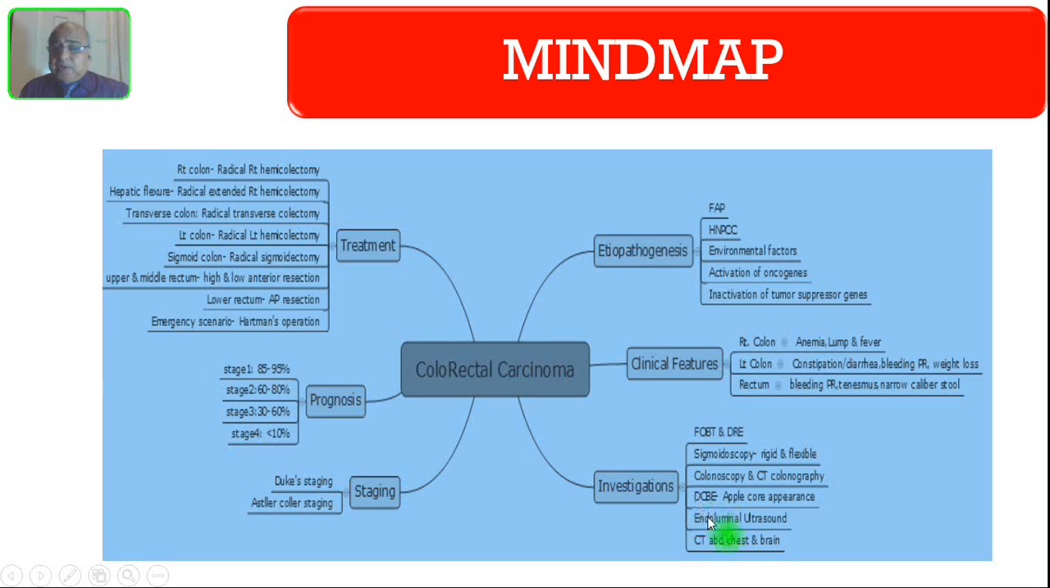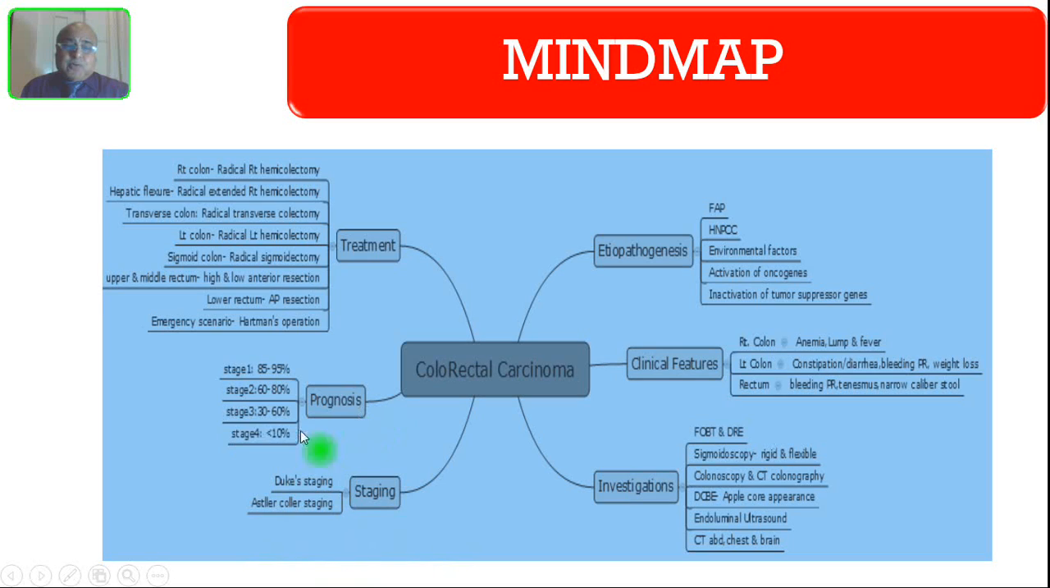You can also do a double contrast barium enema, which will show the characteristic apple core appearance in case of the annular variety of cancer. You can also do endoluminal ultrasound to find out the status of the rectal cancer invasion, the degree of invasion. Of course, you must do CT of the abdomen, chest and brain to rule out any metastasis in liver, lungs or brain. So staging is mainly the Dukes staging or the modified Astler-Coller Dukes staging.